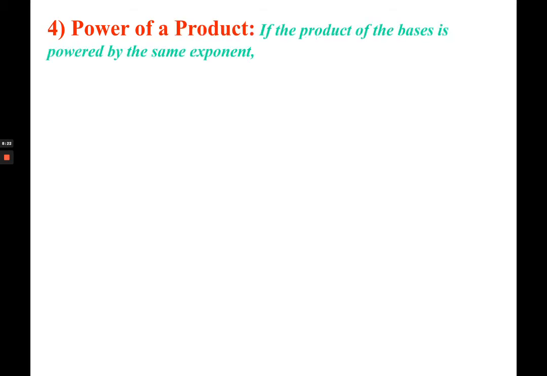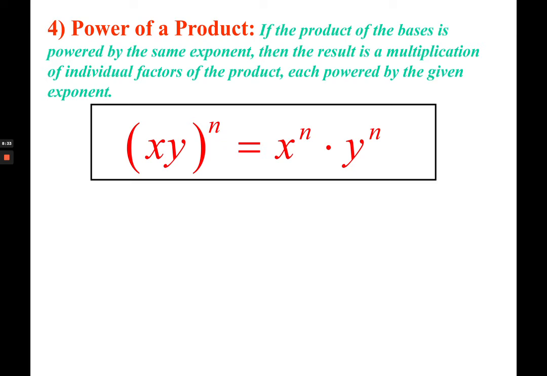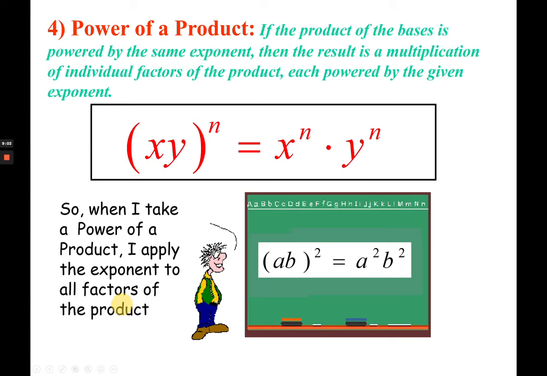Next, the second is power of a product. If you have a product of bases powered by the same exponent, the result is a multiplication of the individual factors of the product, each powered by the given exponent. Here is your formula. You have two terms inside, so each term will have its own exponent from the outside. You distribute that same exponent to each term. Here's your main example. If you have a times b and both are squared, each will get a power of 2. When I take a power of a product, I apply the exponent to all factors of the product.